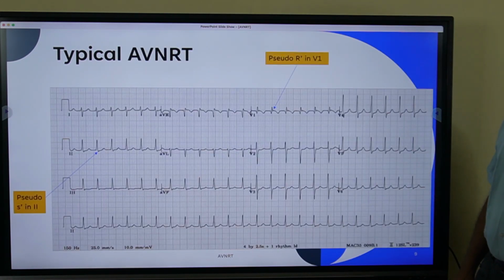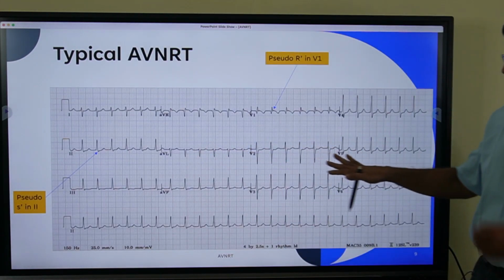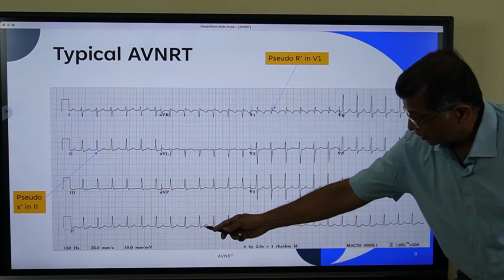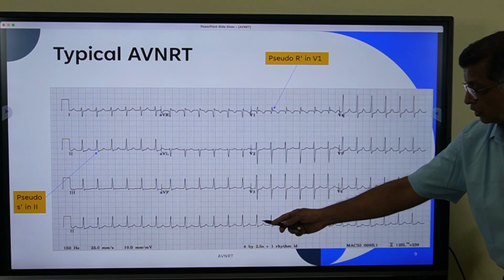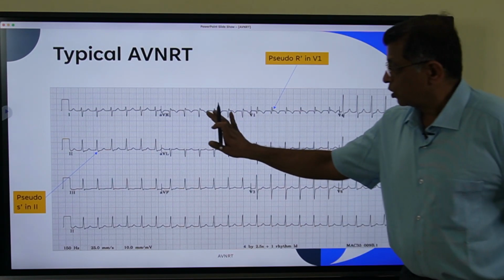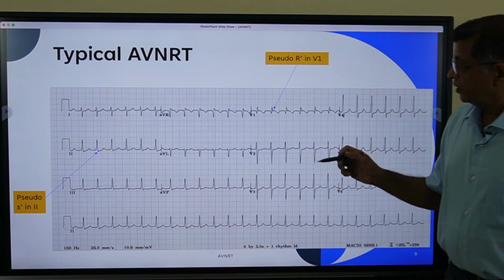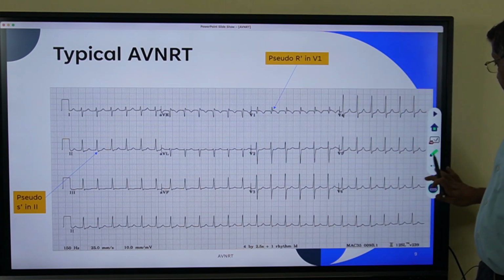I will depict this with an example. Now this is a patient who has developed sudden tachycardia. You can see the heart rate is more than 150. This is a narrow complex tachycardia, so this is supraventricular tachycardia. And see what is happening here.